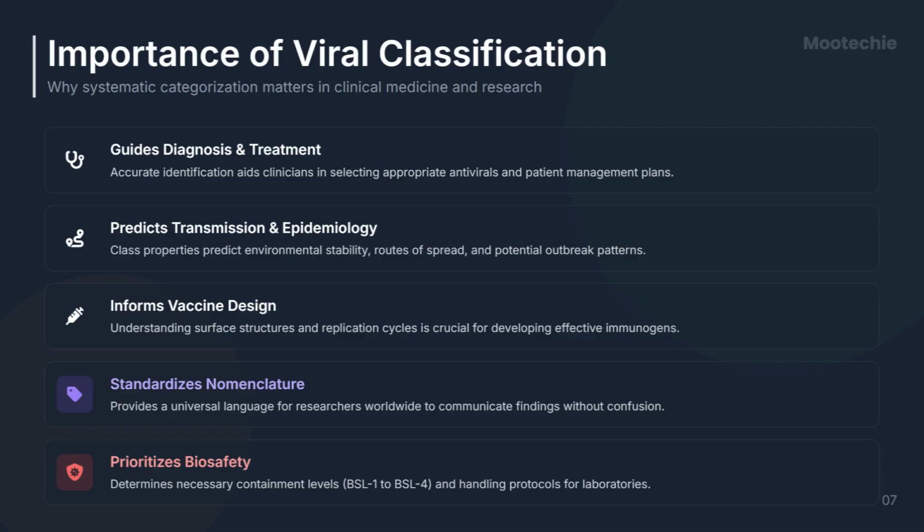Third, it informs vaccine design. Understanding a virus's surface structures and how it replicates is absolutely fundamental to creating safe and effective vaccines. Fourth, it standardizes nomenclature. It gives researchers and doctors around the world a common language to discuss viruses clearly, avoiding confusion. Finally, it prioritizes biosafety. A virus's classification helps determine the necessary containment level in a lab, from biosafety level 1 all the way up to the maximum containment of BSL-4, ensuring safe handling protocols.